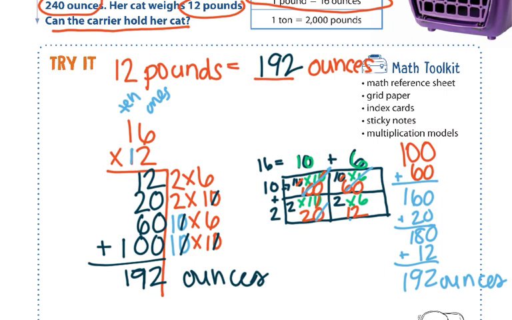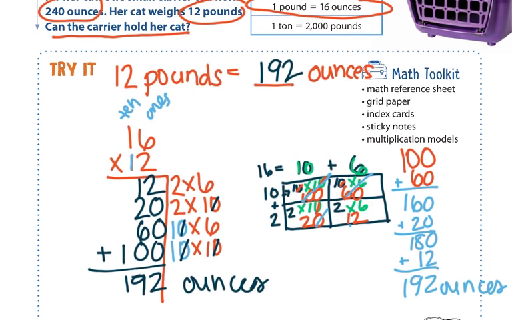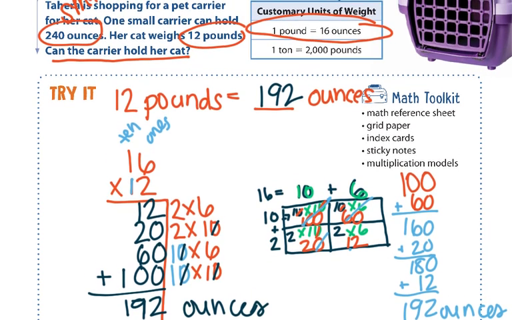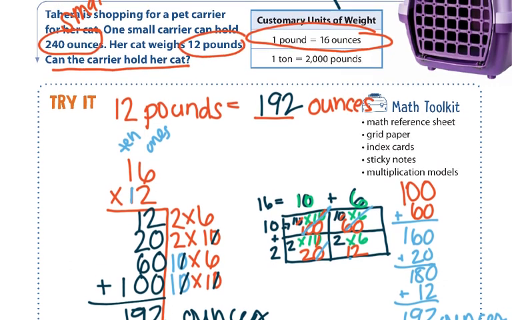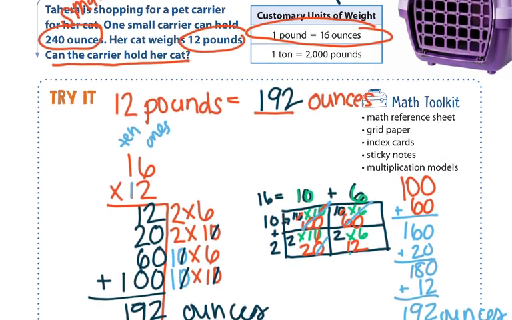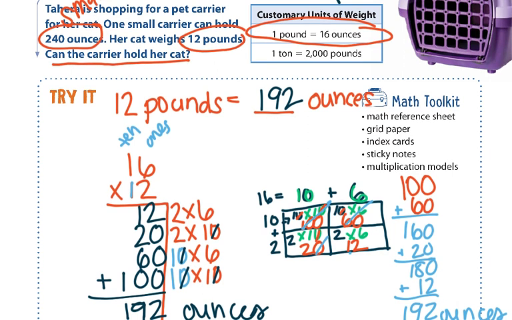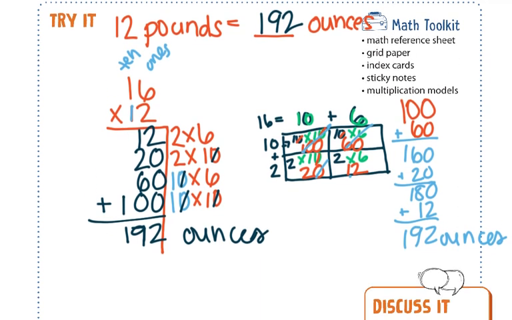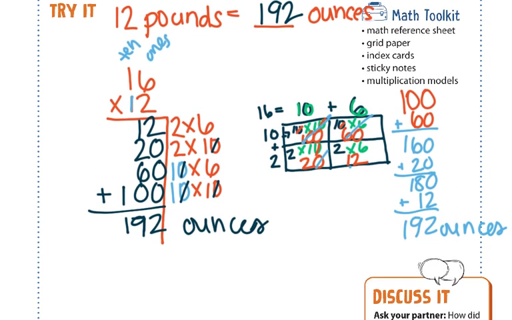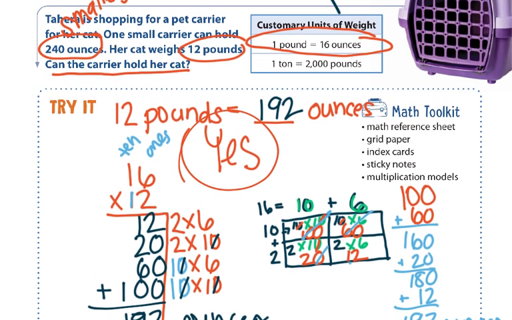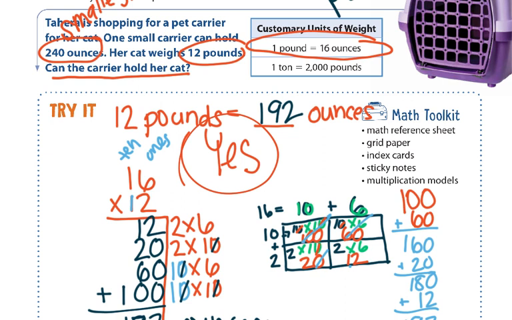Okay. So let's go back to the question. Her cat weighs 12 pounds. The carrier holds a cat up to 240. Can her cat be carried in a pet carrier size small? Yes or no? Yes, it can. Because it holds 240 and her cat weighs 192 ounces.